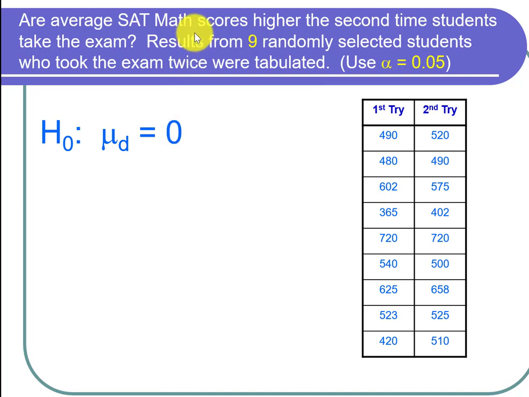Well, we want to find out if they're higher the second time. So in particular, and this is a little tricky, if they're higher the second time and you subtract 490 minus 520, for example, because that would be higher the second time, you get a negative number. So HA, the alternative hypothesis, colon, is the population mean difference, mu sub d, is less than 0. Because if they're higher the second time, then the first minus the second will be negative.